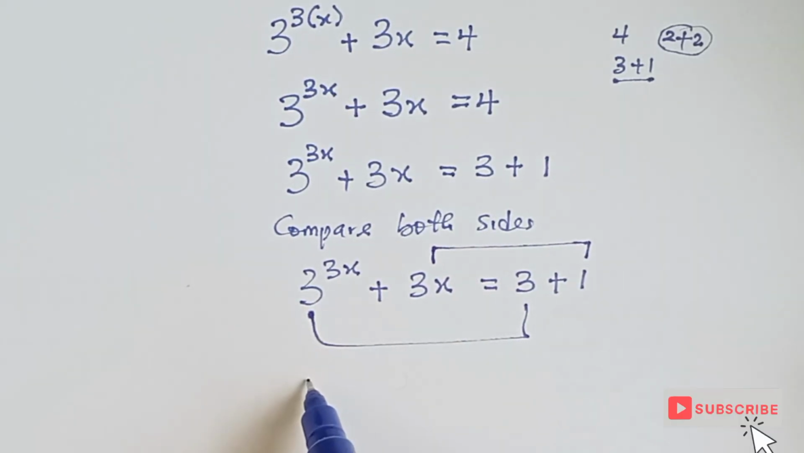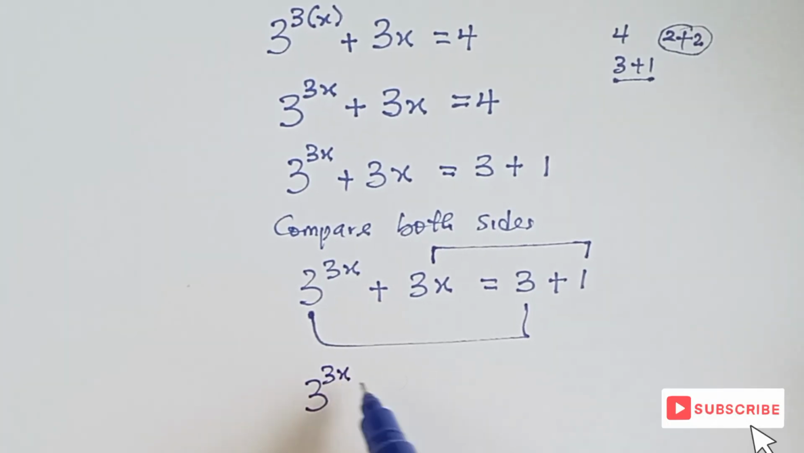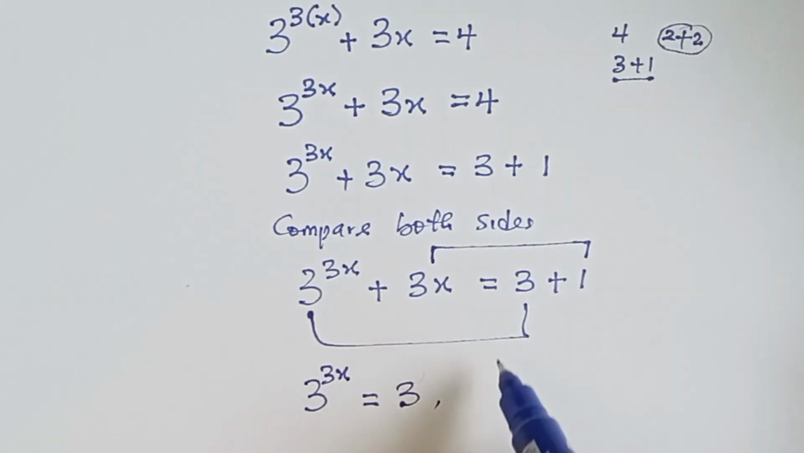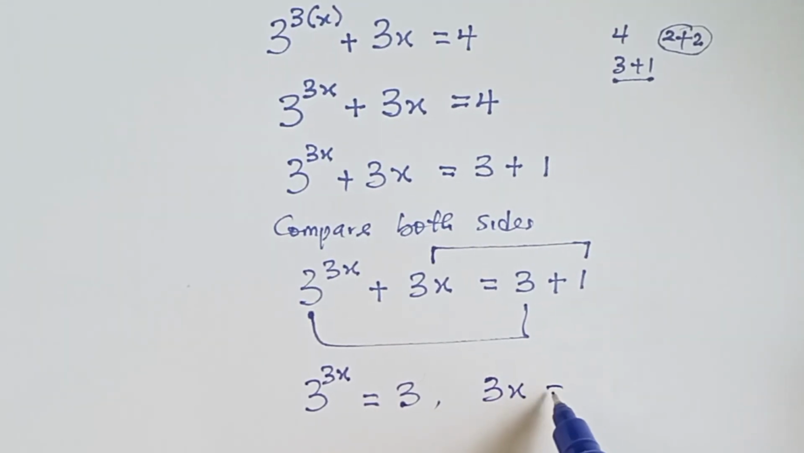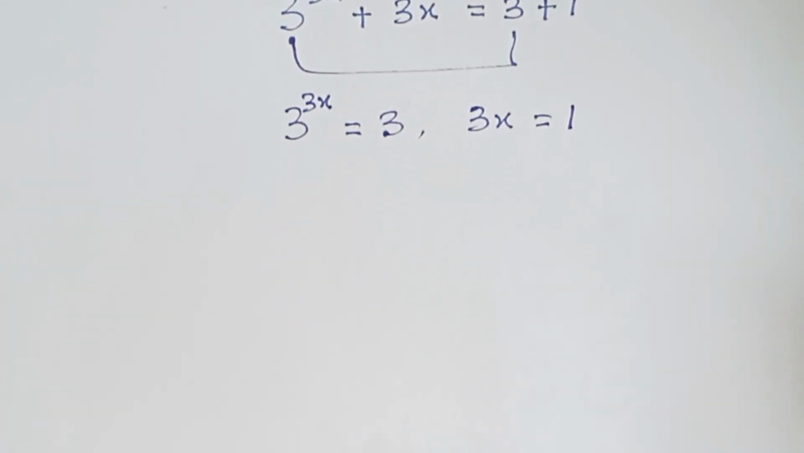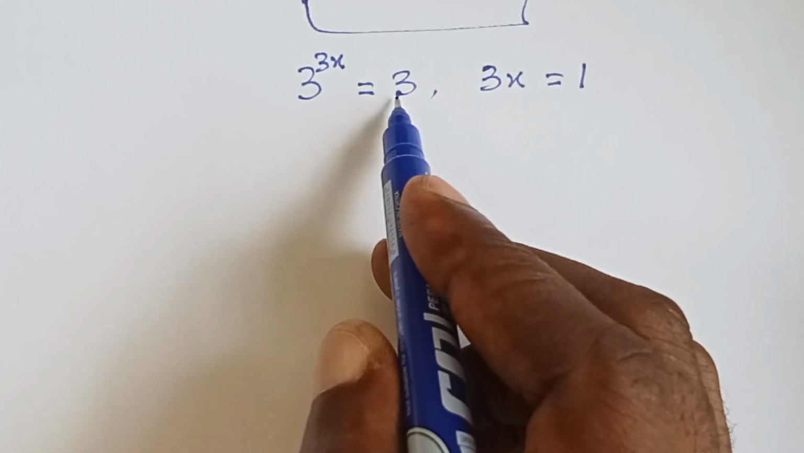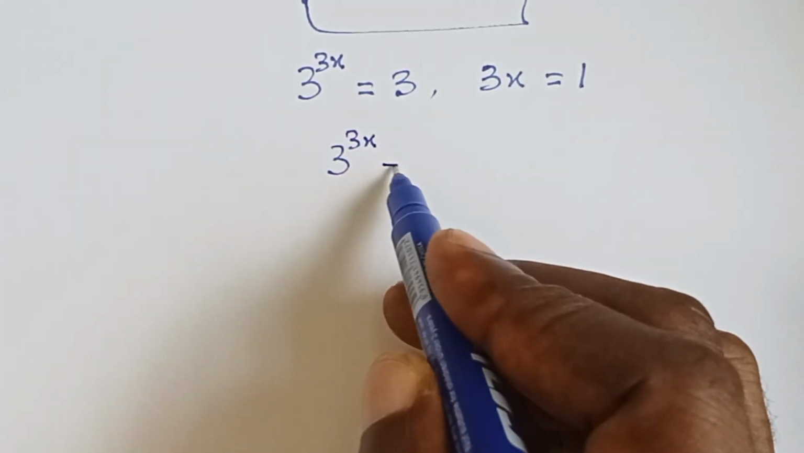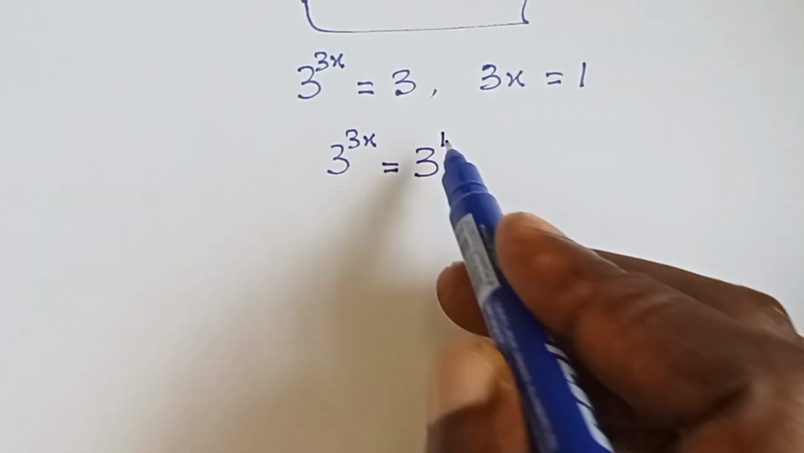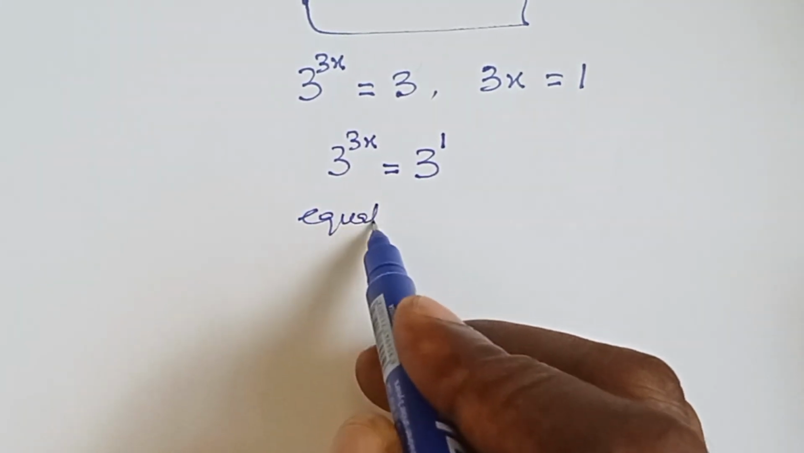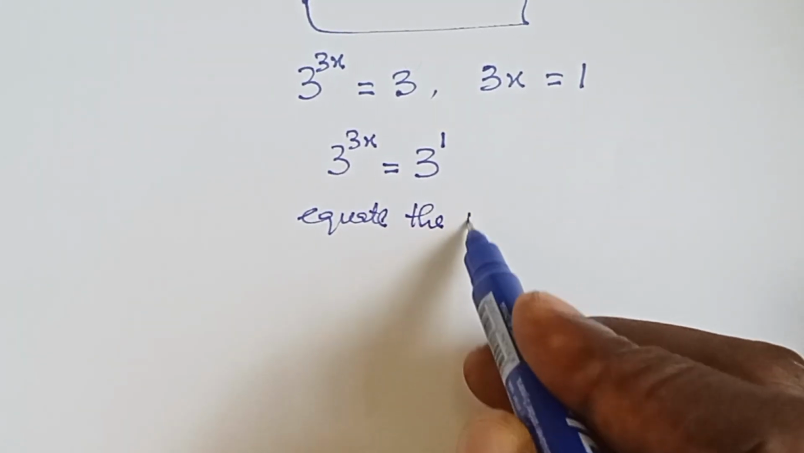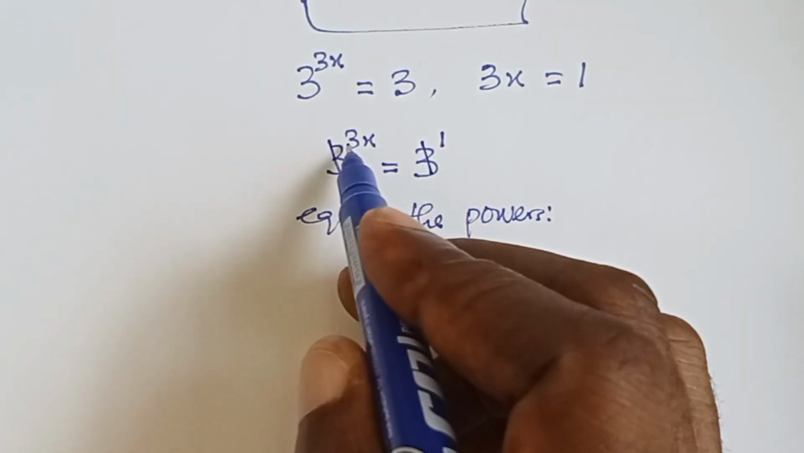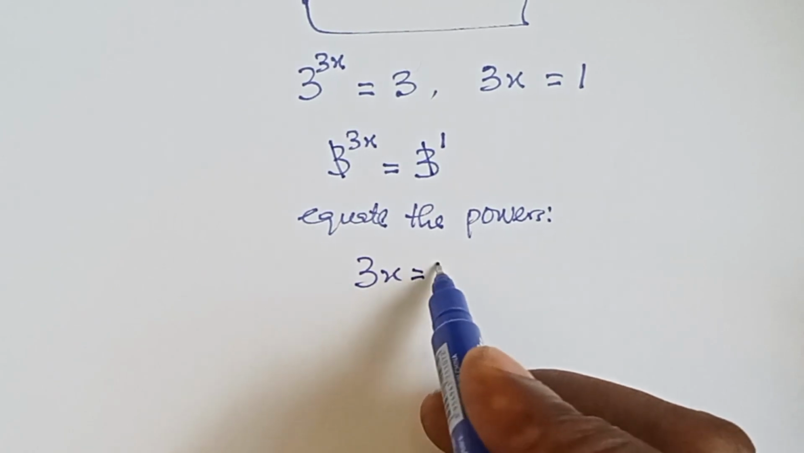All right, so we can say 3 raised to power 3x is equals to 3. And also 3x is equals to 1. Okay, from here we can say 3 is same thing as 3 raised to power 1. So we have 3 raised to power 3x equals to 3 is 3 raised to power 1. Then we can do what? We can equate the powers. And that gives 3x equals to 1.